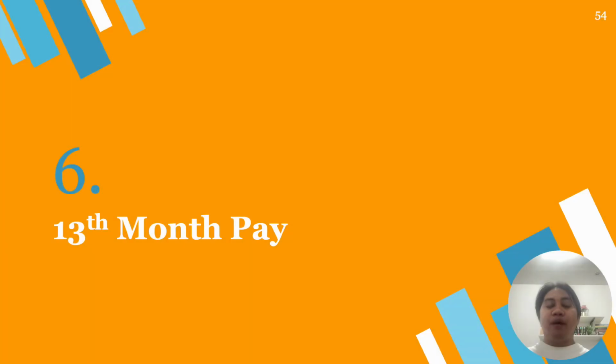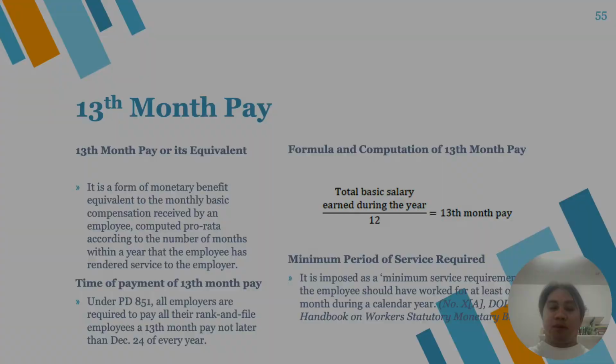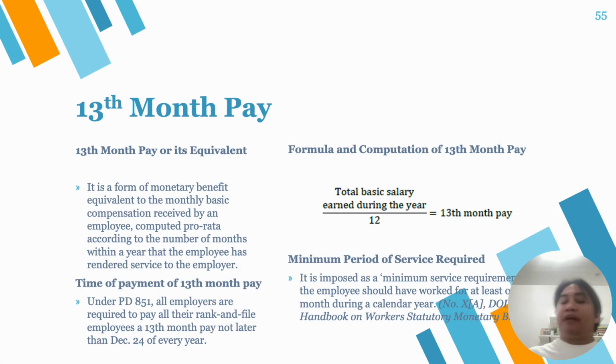Now, for the 13th month pay, the 13th month pay or its equivalent, it's a form of monetary benefit which is equivalent to the monthly basic compensation received by an employee, which is computed pro rata according to the number of months within a year that the employee has rendered service to the employer. The time of payment of 13th month pay should be done and should be paid to the rank and file employees not later than December 24.